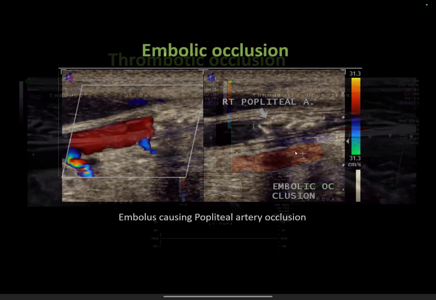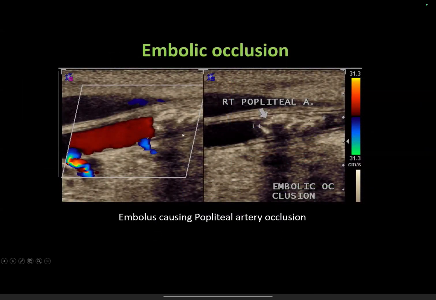Another example: this case, after MI, after some time developed lower limb ischemia, and there was an echogenic embolus occluding the popliteal artery, the mid-segment of the popliteal artery. This is a dense embolus. This is seen because of the rupture of a calcified plaque somewhere in the heart or some other proximal source, occluding the popliteal artery. This is a thromboembolic phenomenon.